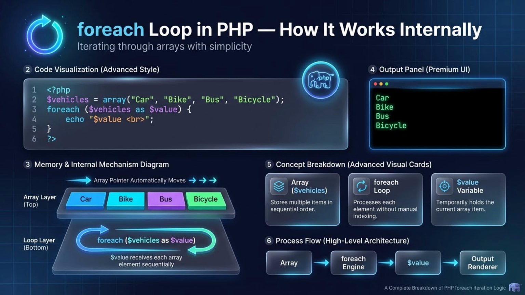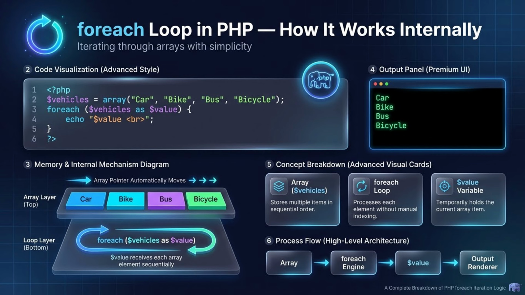The foreach loop is therefore cleaner, safer, and easier to understand, especially for beginners who want to work with arrays without worrying about the technical complexity behind indexing. The output panel in the graphic confirms the result clearly. Each item from the array is printed on a new line: car, bike, bus, and bicycle. This demonstrates how seamlessly foreach iterates through the collection.